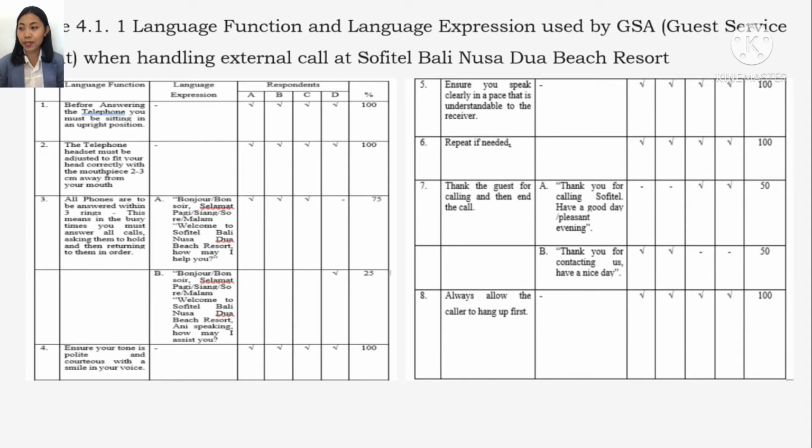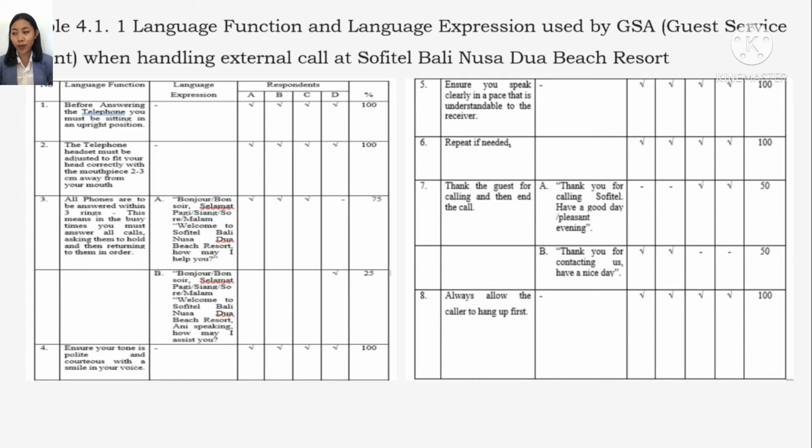As you can see in the tables, some respondents at Sofitel Service Resort use the language expression by saying, bonjour, selamat pagi, welcome to Sofitel Service Resort, how may I help you? And then the last one is bonjour, selamat pagi, welcome to Sofitel Service Resort, I'm speaking, how may I help you? So by mentioning our name, it is very acceptable because it will make it easier for guests to remember the staff who will serve them.